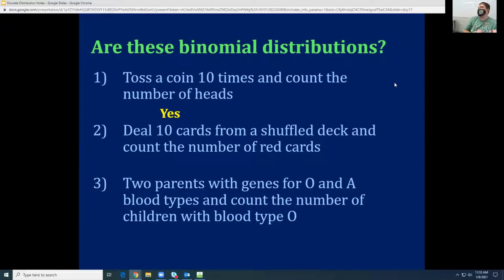Just red or black, right? Unless I'm playing Uno or something weird. We're just going to pretend it's a standard deck. It's either red or it's black. So we're good there. Number 2, is there a fixed set of number of trials that I'm going to run on this one? Yeah, I'm going to run 10.